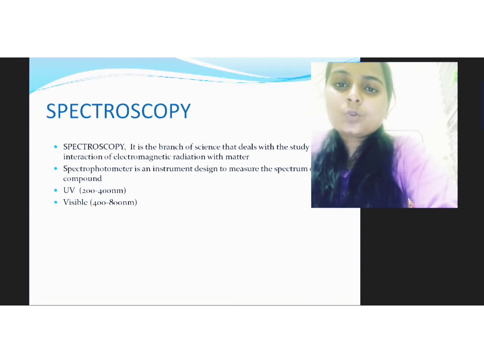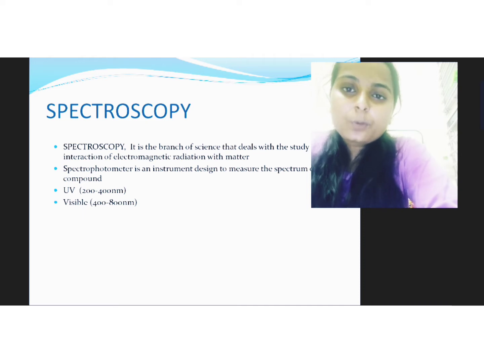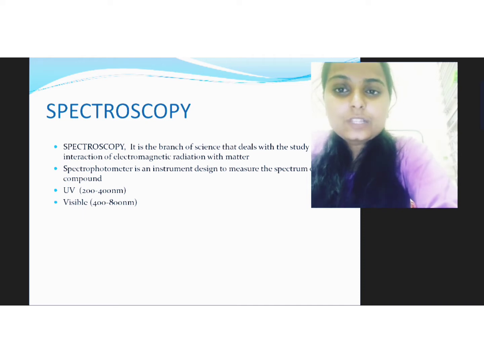So now let us know what is spectroscopy. Spectroscopy is a branch of science that deals with the study of interaction of electromagnetic radiation with matter. Spectrophotometer is an instrument designed for the measurement of the spectrum of a compound. UV is the range of radiation from 200 to 400 nanometer and the visible region of radiation is 400 to 800 nanometer.